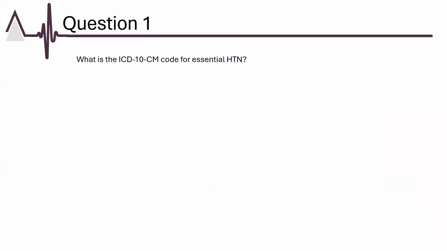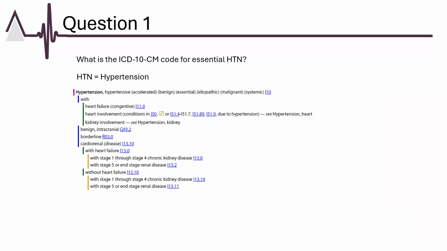Question 1. What is the ICD-10-CM code for essential HTN? To answer this question, we must know what the abbreviation HTN stands for. HTN is shorthand for hypertension. Open the alphabetic index of your ICD-10 manual and turn to hypertension. Looking at hypertension, we can see essential is included in parentheses.